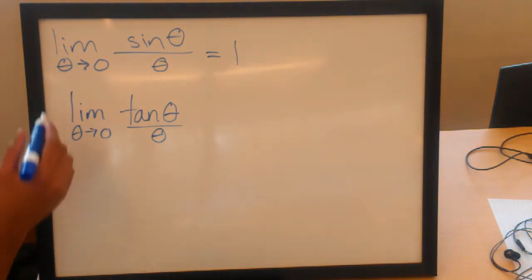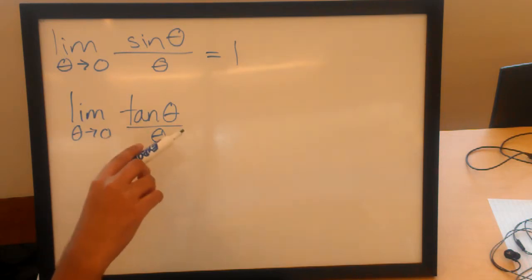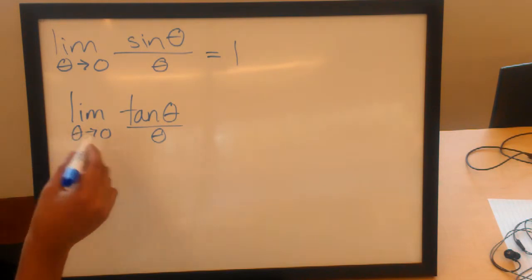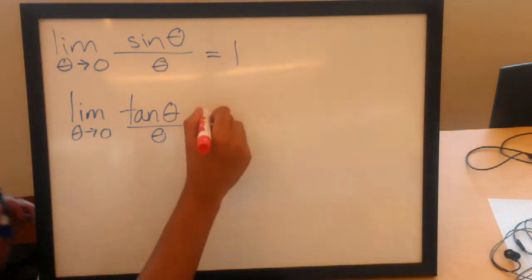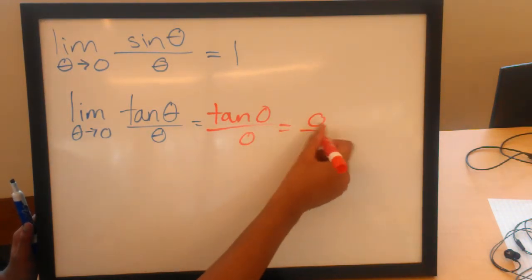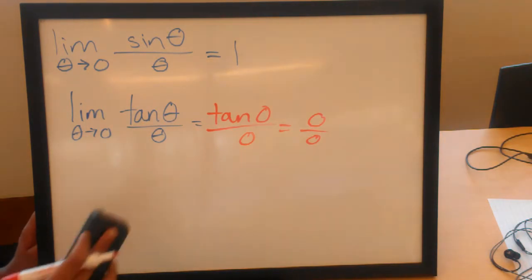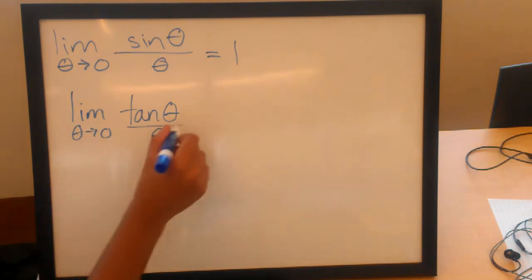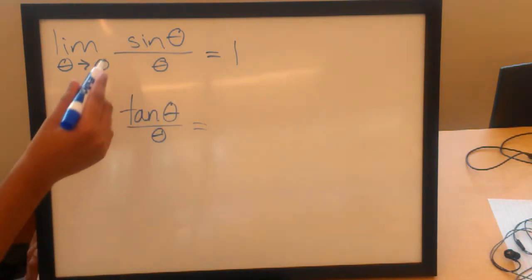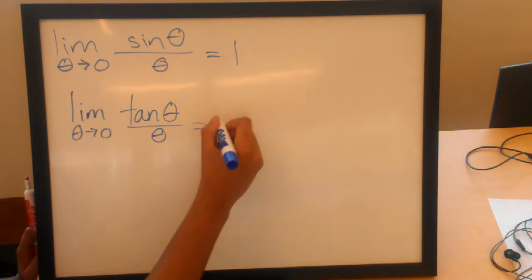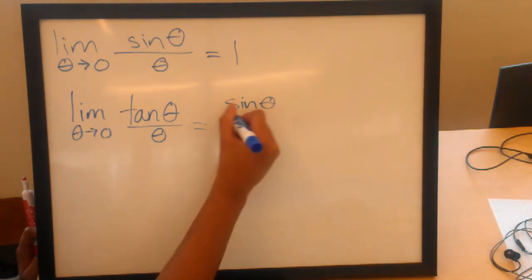Okay, so one of the problems in your book is the limit as theta approaches 0 of tan theta over theta. If we just try to plug in theta as 0, that's not going to work because tangent of 0 over 0 is 0 over 0, and we don't know how to evaluate 0 over 0. So instead, what can we do? Can we somehow use this property? Perhaps. So how is tan related to sine? Yeah, so tan is sine theta over cosine theta.